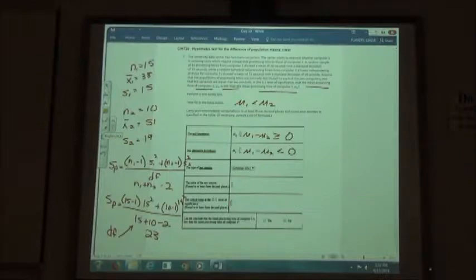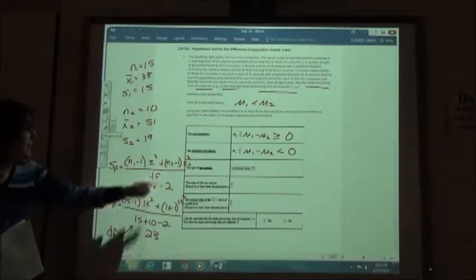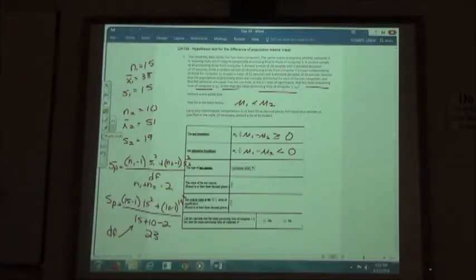So first thing we have to do is figure out what SP is. We are going to carry that out to 3 decimal places. Intermediate calculations to 3 decimal places. What's that say right there? 19 squared. That was my S2 squared that I didn't have room to write, so I tried to smush it in there. So, yes, that was 19 squared.